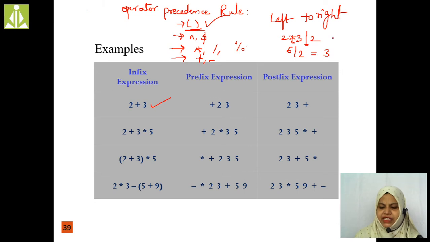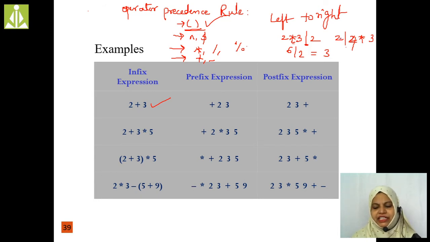For example, if I write 2 divided by 4 star 3, how do you evaluate this one? In the first case, star has the highest priority. In this case, divide is occurring first, so divide has the highest priority, then star.